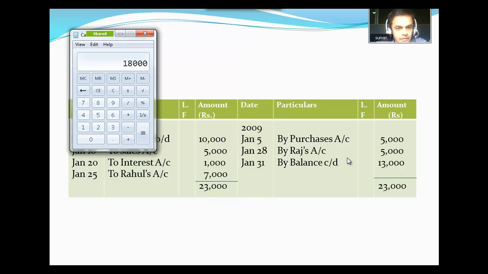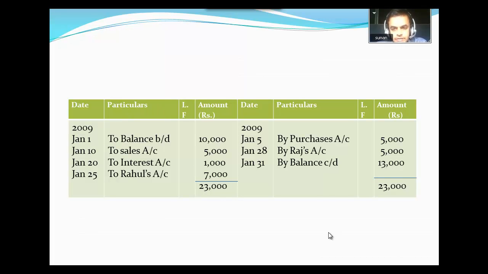Then again there is a transaction of rupees 5,000. So again we have to deduct 5,000. So it is coming 13,000. Means the balance in hand is rupees 13,000. As this is the closing balance, it should be written as by balance c/d. So we are writing it as by balance c/d, closing balance at the end of the month. Okay, so this is our cash book.